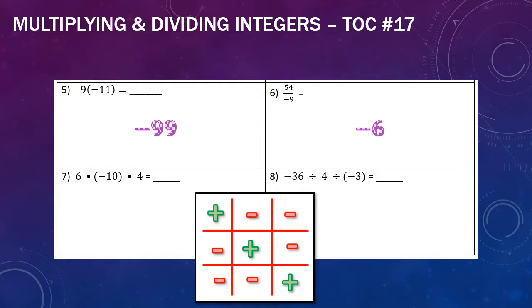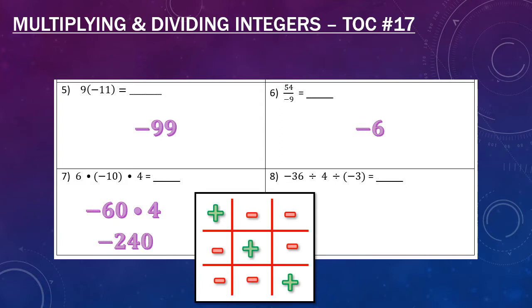Or I could also break it into pieces. A positive times a negative is going to be a negative. 6 times negative 10 is going to give me negative 60. And then I multiply negative 60 times 4 because that's what's still left in the problem. Now I have a negative times a positive, which also gives me a negative. So my answer is a negative 240. So that's the final answer, a negative 240.